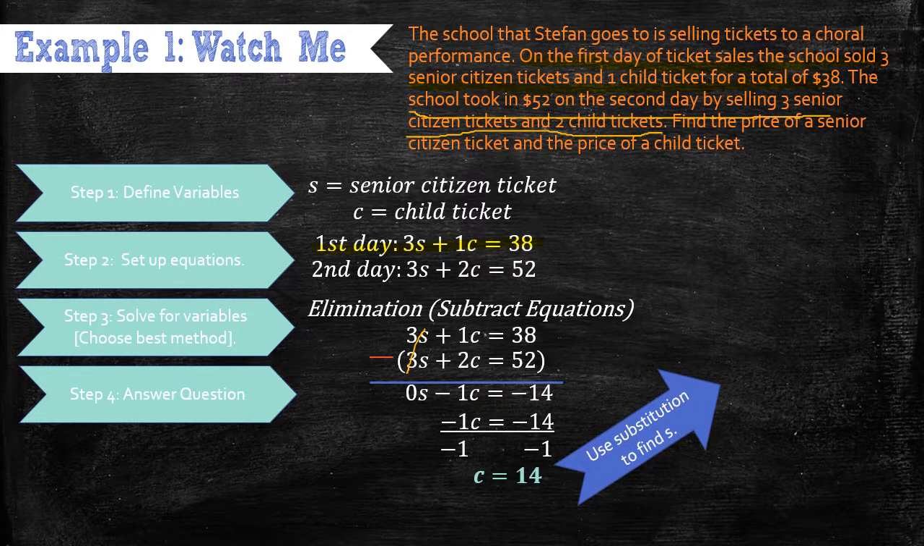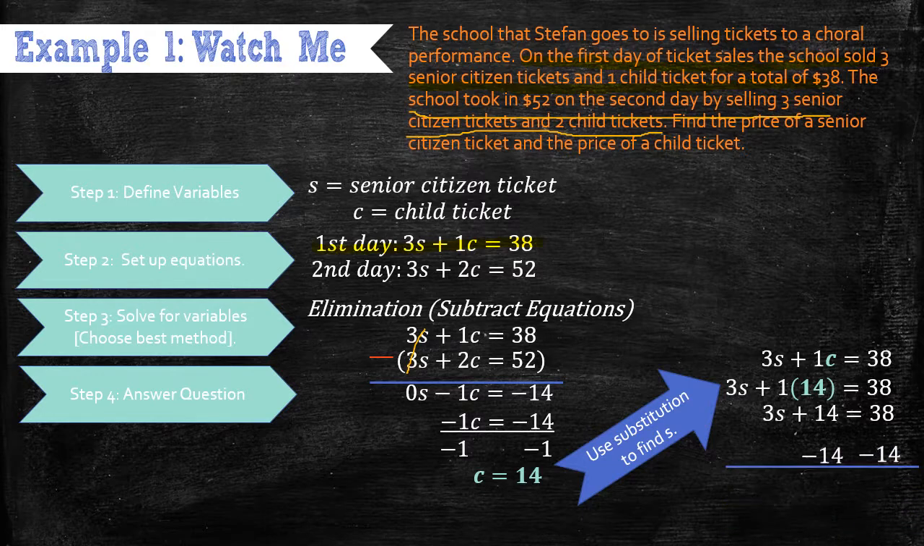But we have to go ahead and figure out what is the value of S, or my senior citizen ticket. So we're going to substitute that back into my equation. You can pick either equation. So I'm going to plug in 14 for C. When I do that, I end up with 3S plus 14 equals 38. We subtract both sides by 14.